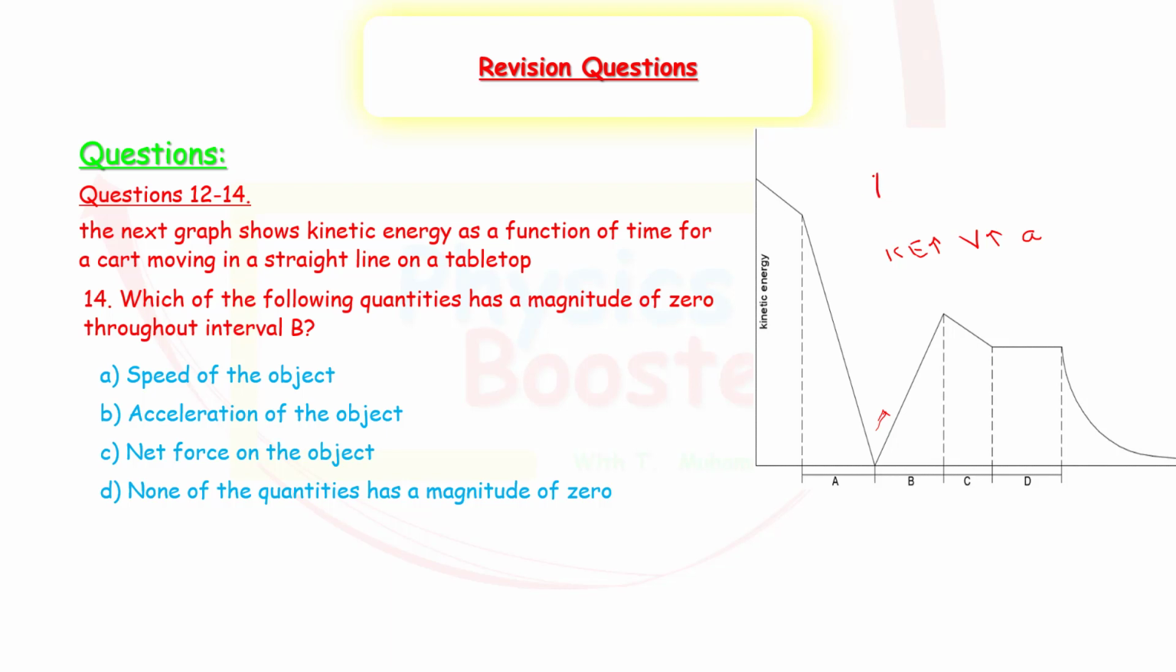If you can remember, we can say that the force is equal to the mass multiplied by the acceleration. And since we do have acceleration and we do have mass, therefore we do have a force. And finally, none of these quantities has a magnitude of 0. So it's clear that none of these magnitudes have a value of 0.